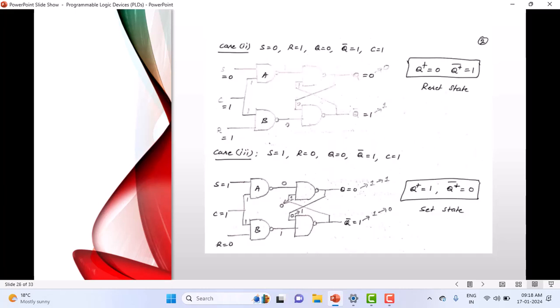Let's go to case 2. Quickly analyze it. I don't want to spend time on that. Just like I did the analysis quickly, you analyze this and ensure whether the output state is correct or not.